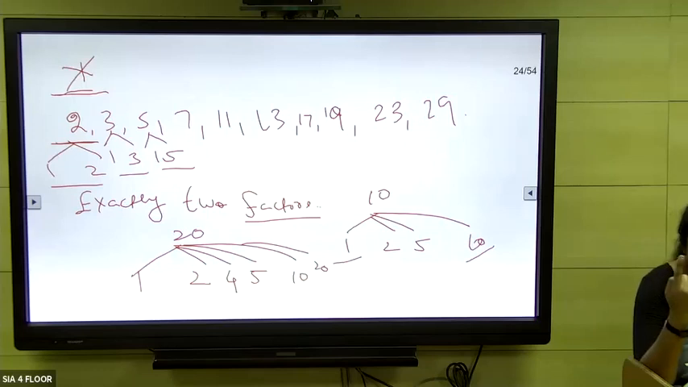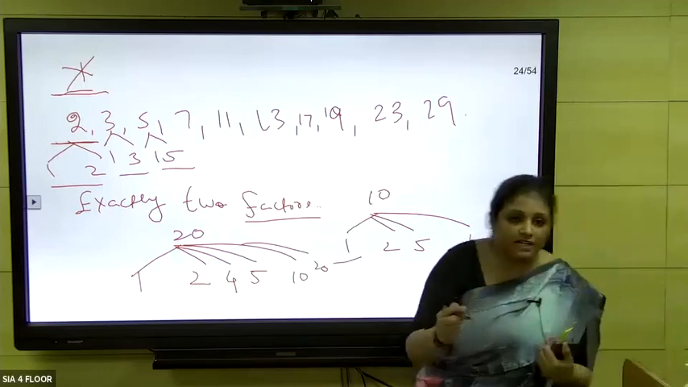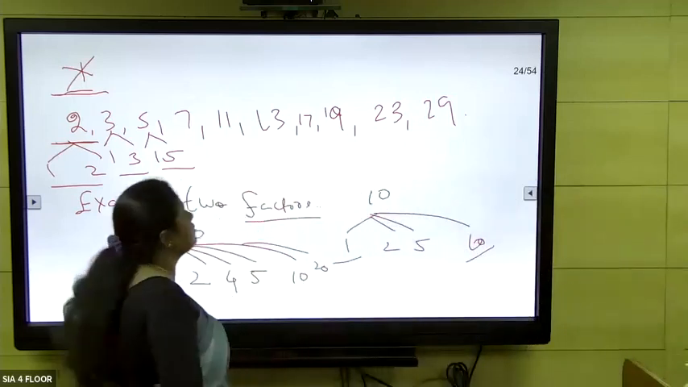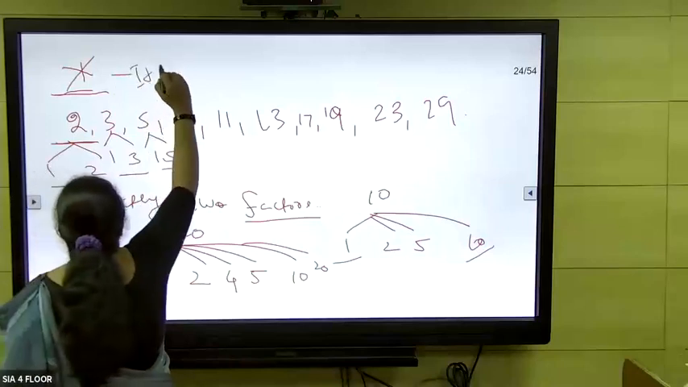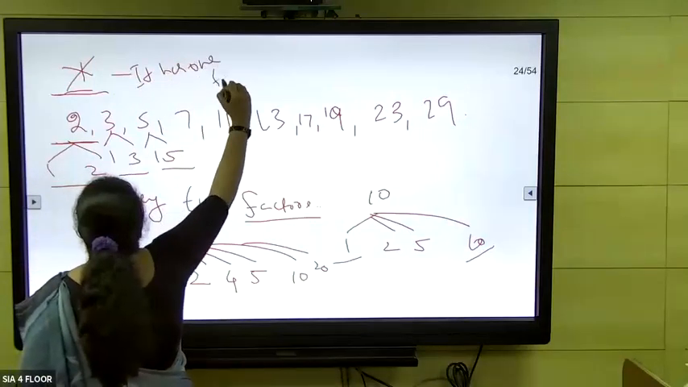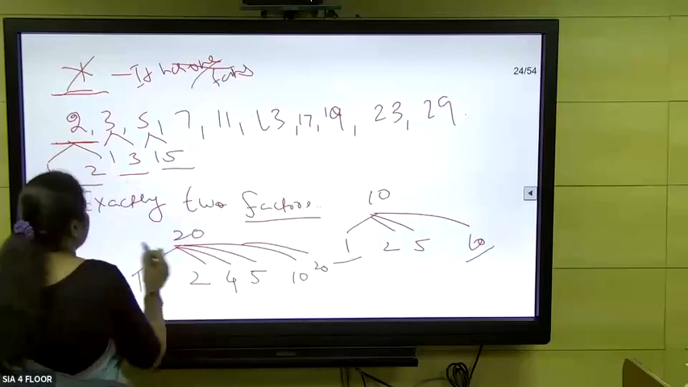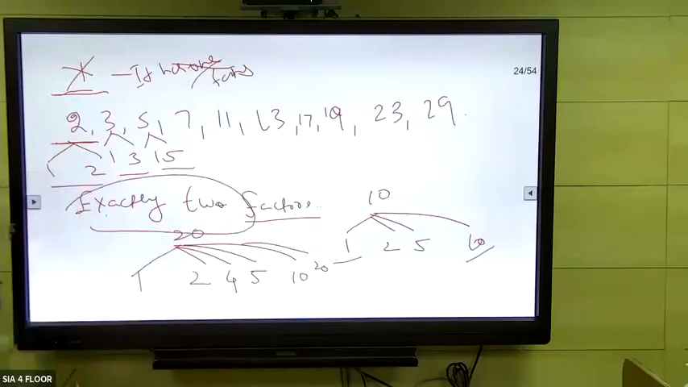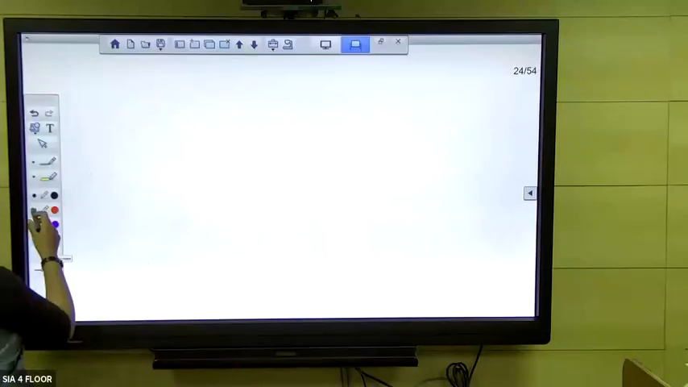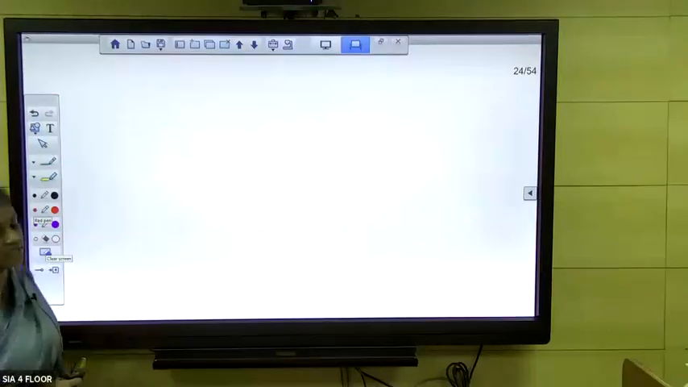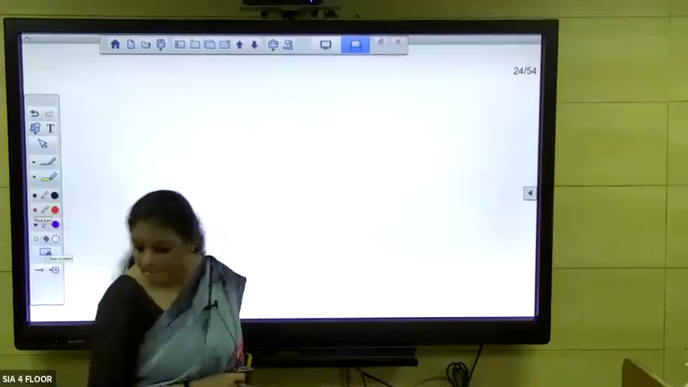It has only one factor. That's why. Yeah, it has only one factor. That is why it is not a prime number. It has only one factor. So a prime number should have exactly 2 factors. So identifying whether a number is prime or not is not required for number series. I'll tell you that later if you want.